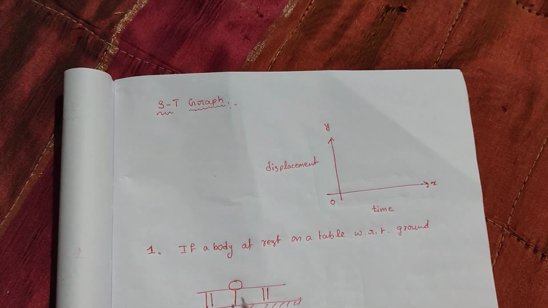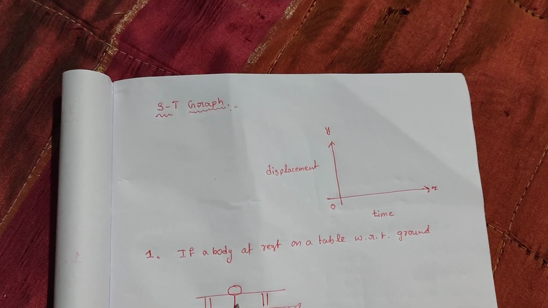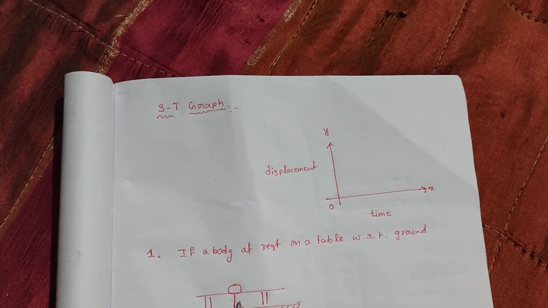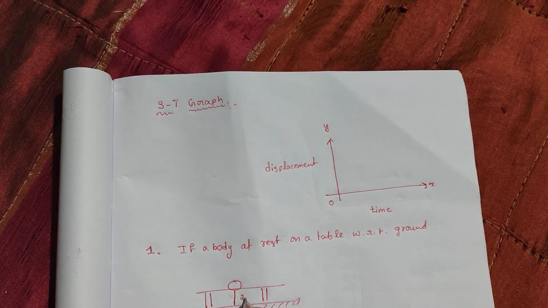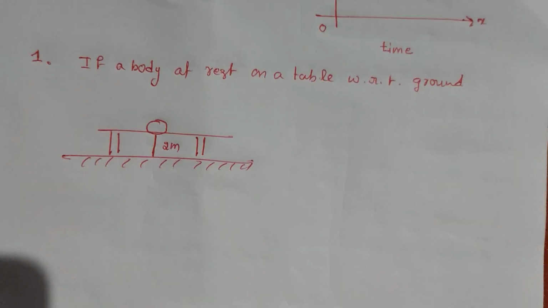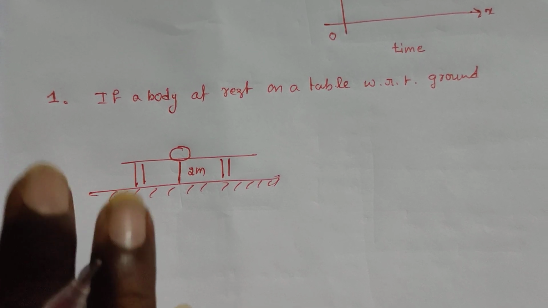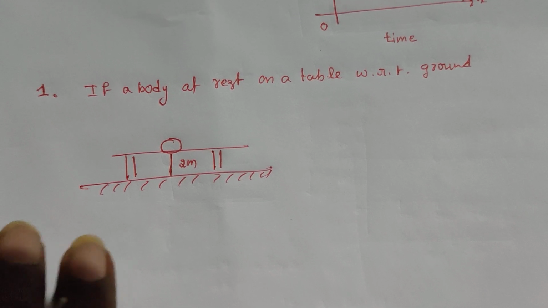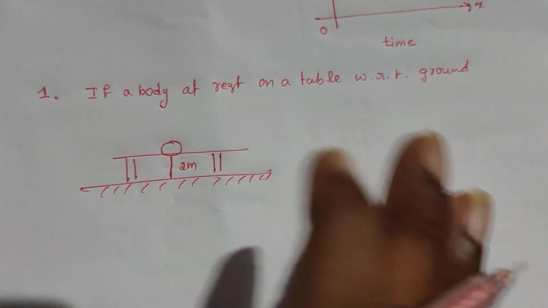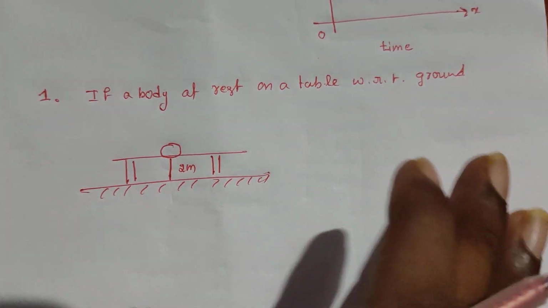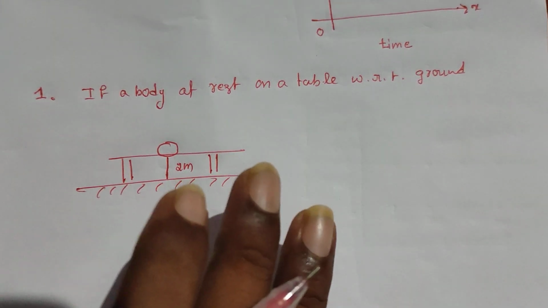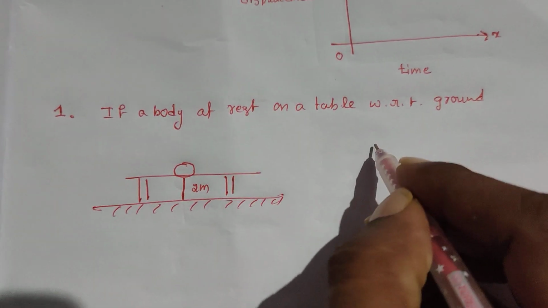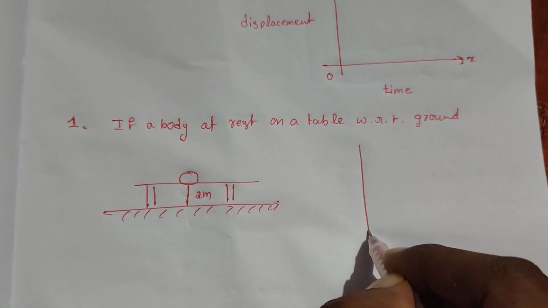Okay, so what is the displacement of the position of the object with respect to the ground? 2 meters we have to consider. It is fixed at 2 meters only. Even though the time interval is gradually increasing, that position is fixed only. Okay, so just draw the graphical representation for this condition.